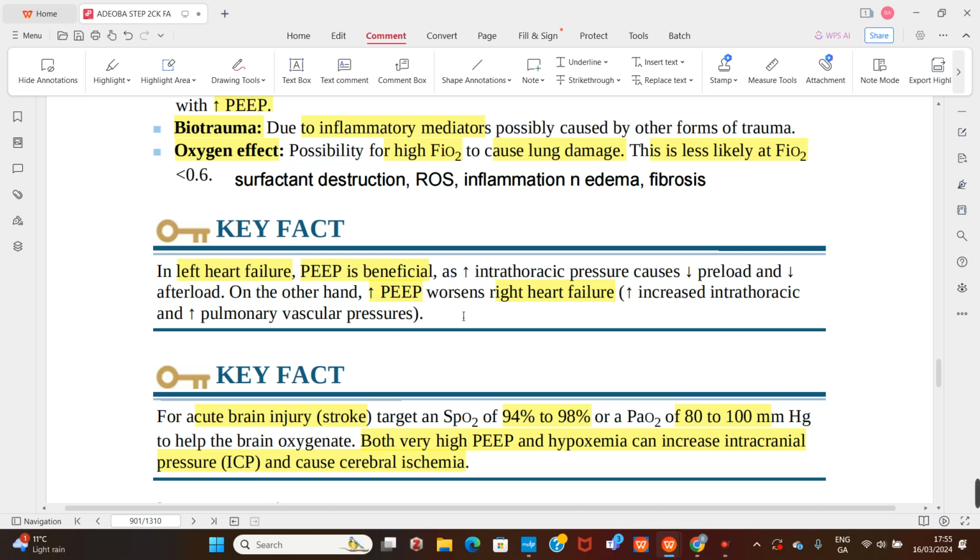Why? Because if somebody has right heart failure, if you want to help the person, you can only be talking about affectation of the SVC and the IVC. But what is going to be affected by the increased intrathoracic pressure are the pulmonary vessels too, particularly the pulmonary artery. When you increase pressure in the pulmonary artery, what is going to happen to the afterload of the pulmonary artery? It is going to increase. So that means it's going to worsen the heart failure.